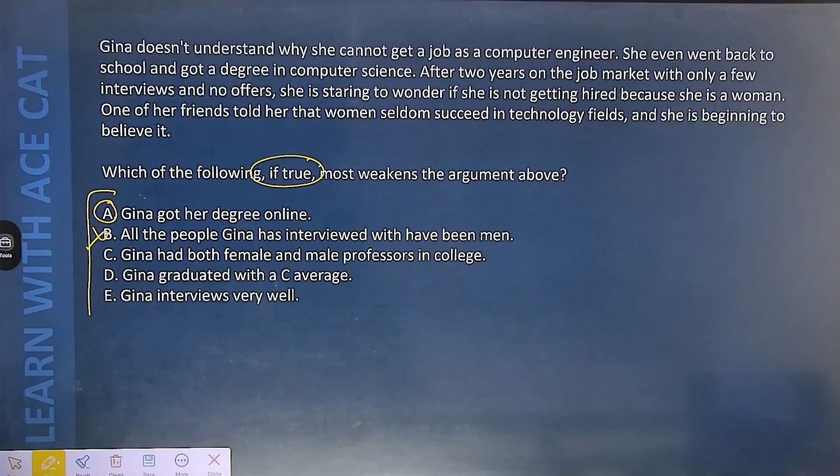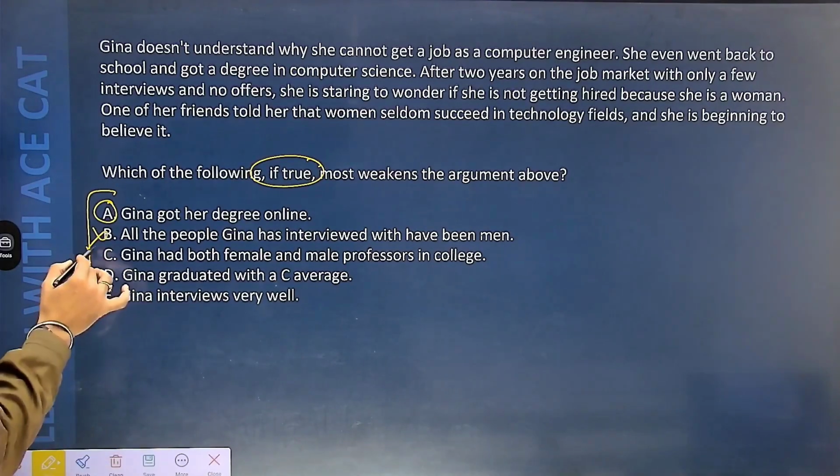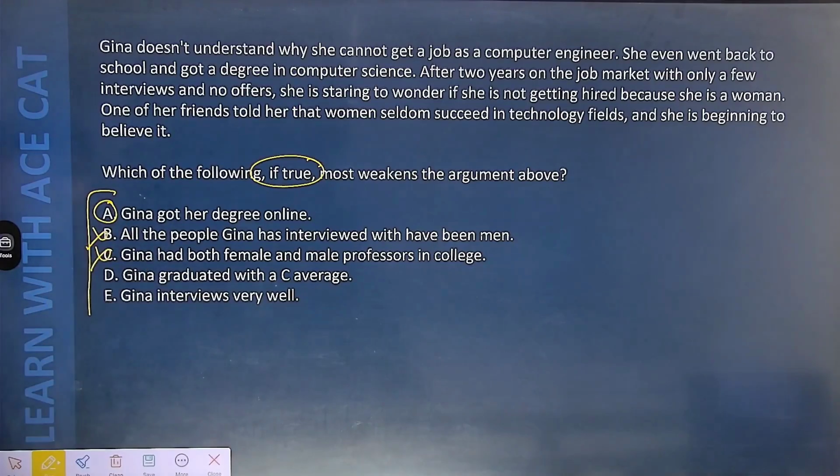Gina had both female and male professors in college. I think students, C becomes irrelevant. Anyway, we are not discussing about the college. We are actually discussing the industry where Gina wants to have a job. Gina graduated with the C average. Oh, I think students, we have got the answer. The correct answer is fourth option.